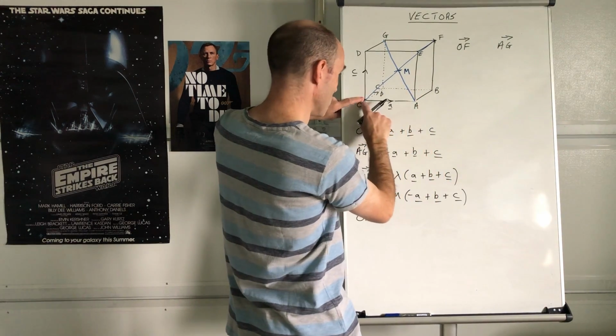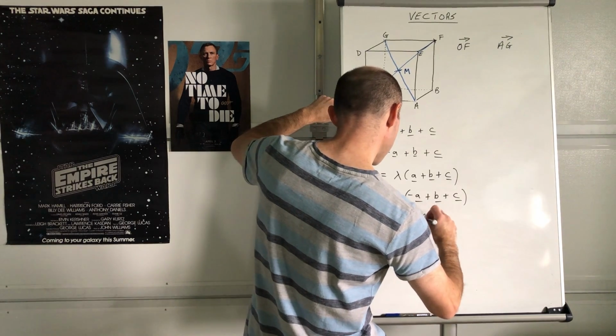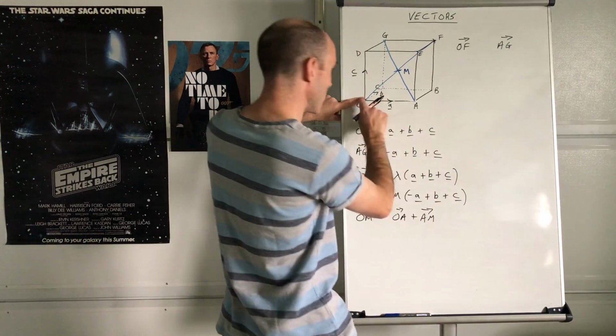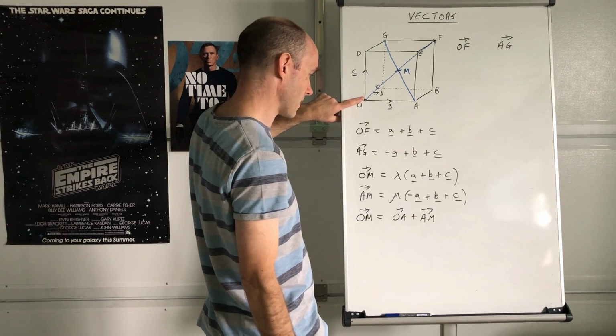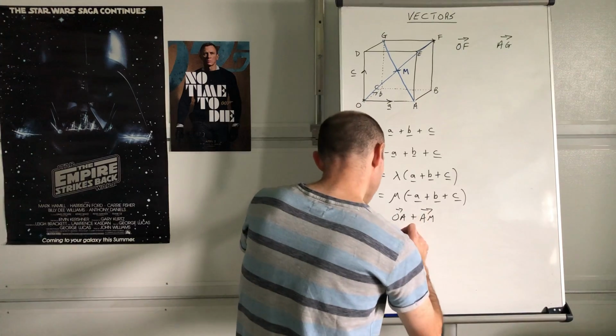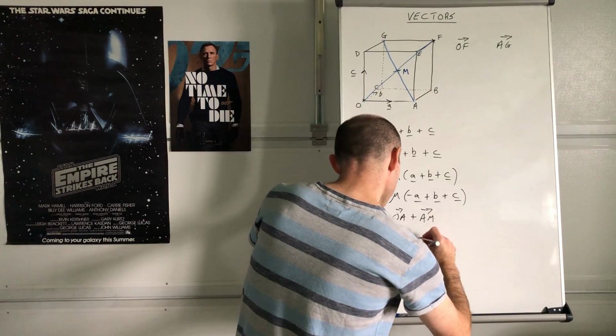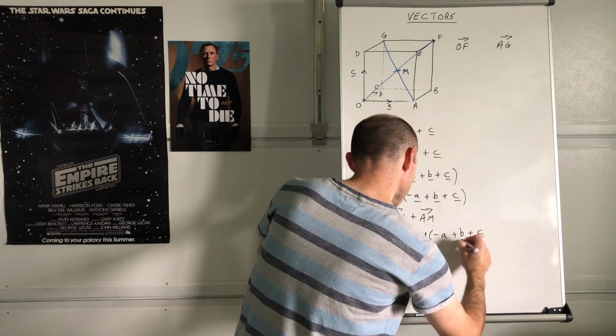We're going to go from O to A, and then plus A to M. That pathway, OA plus AM, will actually do it for us, won't it? So that is O to A, which is A, plus mu times (negative A plus B plus C).